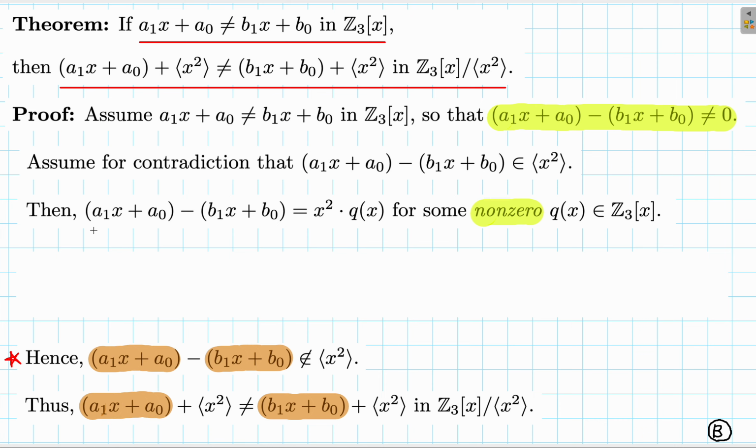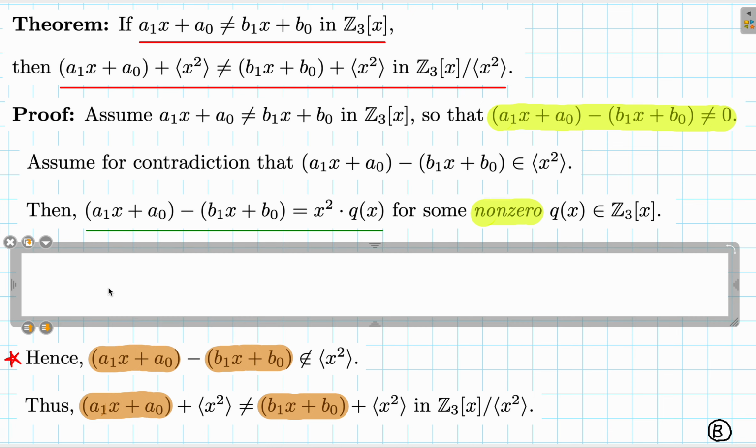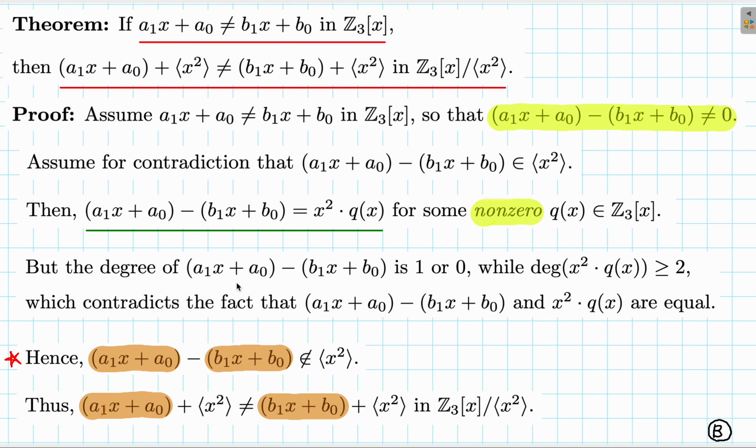So because both sides of this equation contain polynomials that are non-zero, we can compare their degrees. Now on the left-hand side, we're subtracting a pair of polynomials of degree at most 1, and so the difference also has degree 1 or 0. Whereas on the right-hand side, the degree of x squared times q of x is at least 2. But that can't happen if we're claiming that those two polynomials are equal to each other. They can't have different degrees. And that's our contradiction.